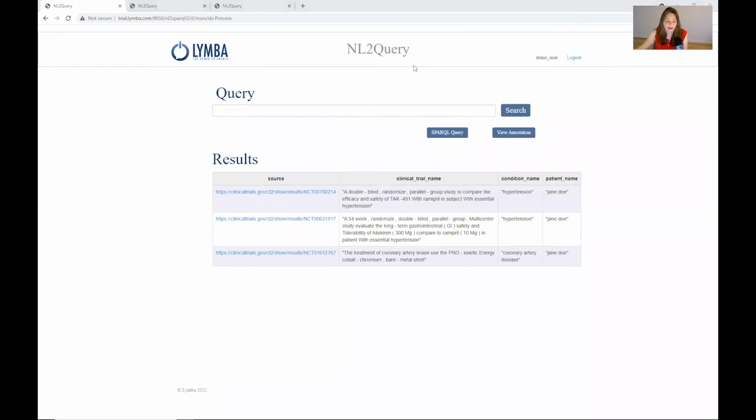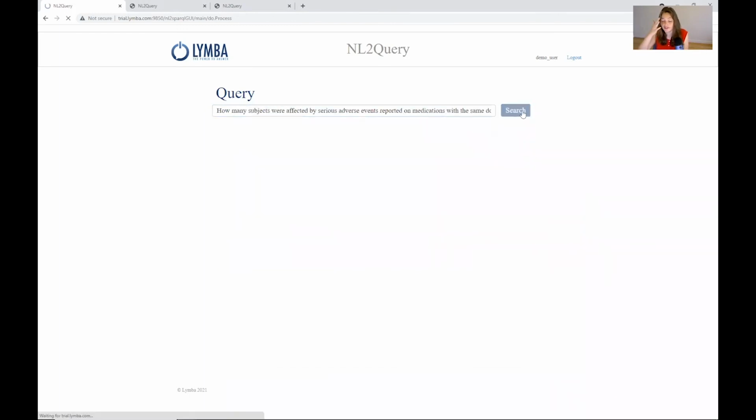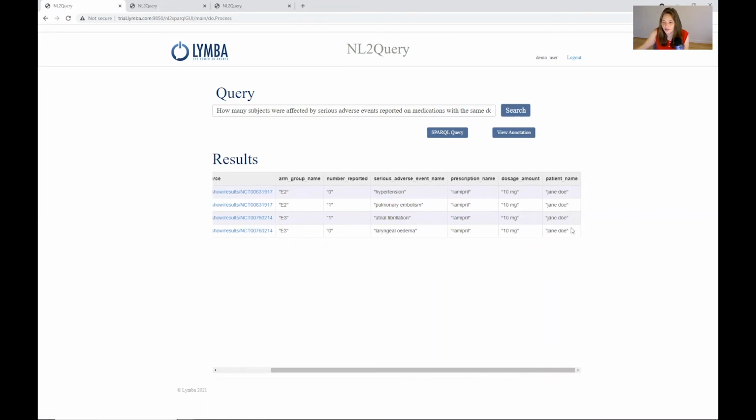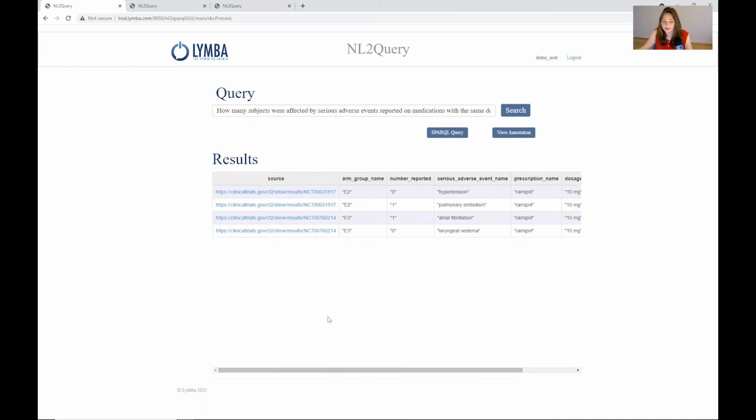Now, maybe I want to find out if not just there were adverse events, but is this something I'm really going to be concerned about as the healthcare professional? I might want to ask something like how many subjects were affected by these adverse events, reported on medications with the same dosages as Jane Doe, because again, we want to make sure that this is the 10 milligram dosage of our patient. So we're extracting here our patient name, our dosage amount of the prescription, and specifically the serious adverse event.